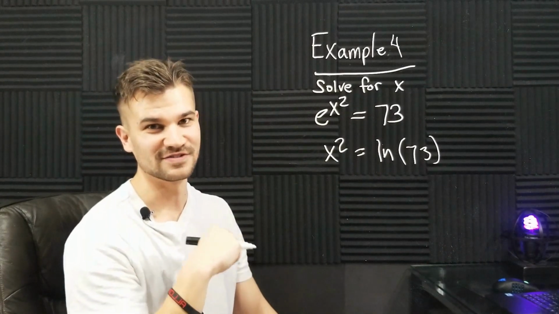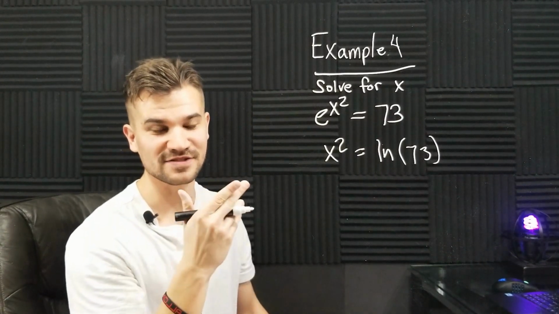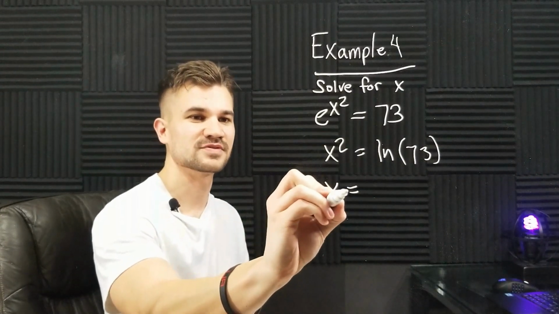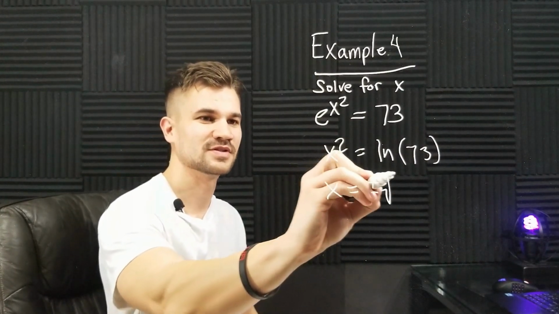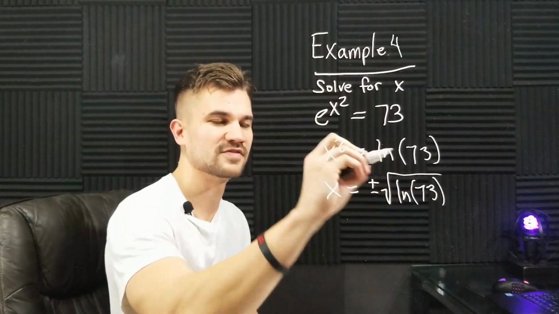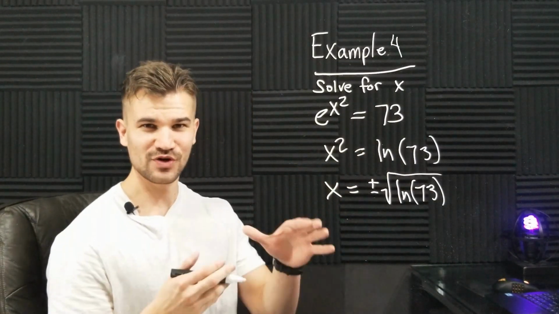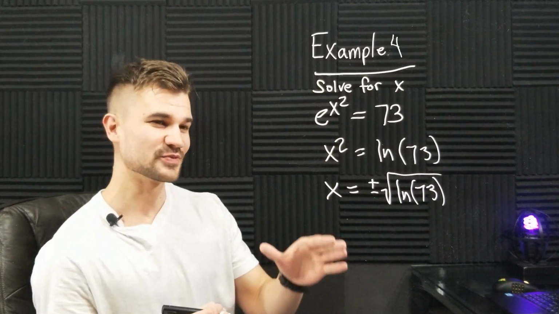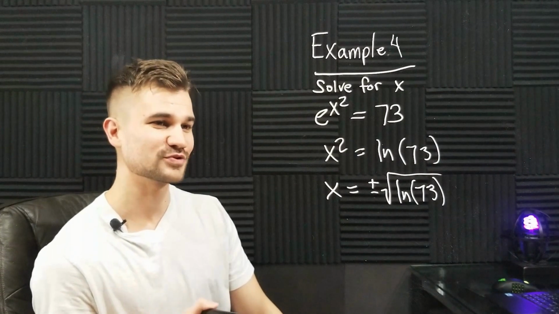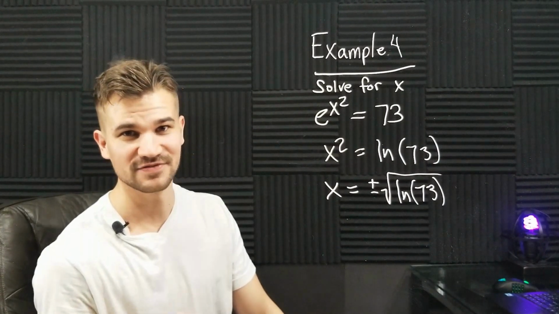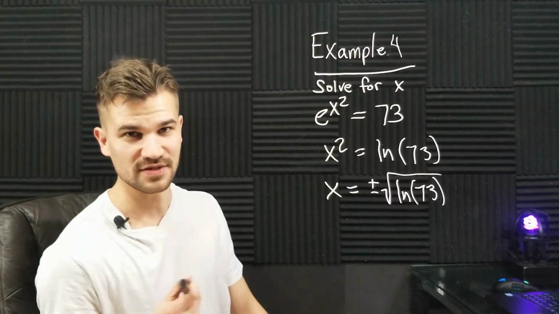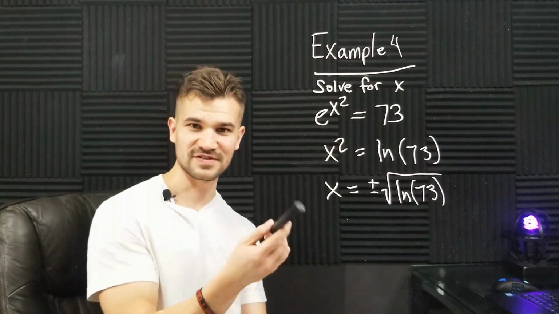Okay, and to undo x squared, we take the plus or minus square root. And so that gives us that x equals the plus or minus square root of the natural log of 73. Now you do want to be careful when you get something like this because we're taking the square root of an expression. So you do want to verify that the natural log of 73 is a positive number. And it is simply because 73 is larger than 1. So this is our solution.